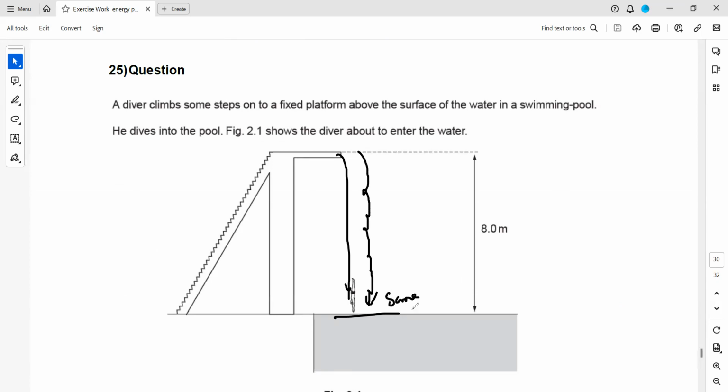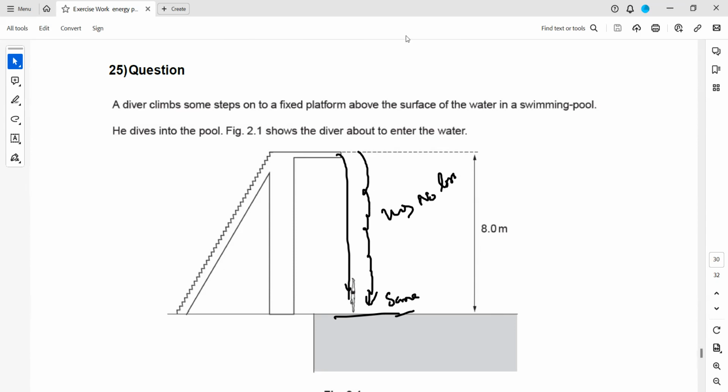Why? Because we assume we ignore the air resistance. If we ignore the air resistance, there is no loss of energy. So if there is no loss of energy, they will have the same potential energy. So at the end, they will gain the same amount of kinetic energy, because they have the same distance fallen, the same acceleration, and there is no loss of energy.